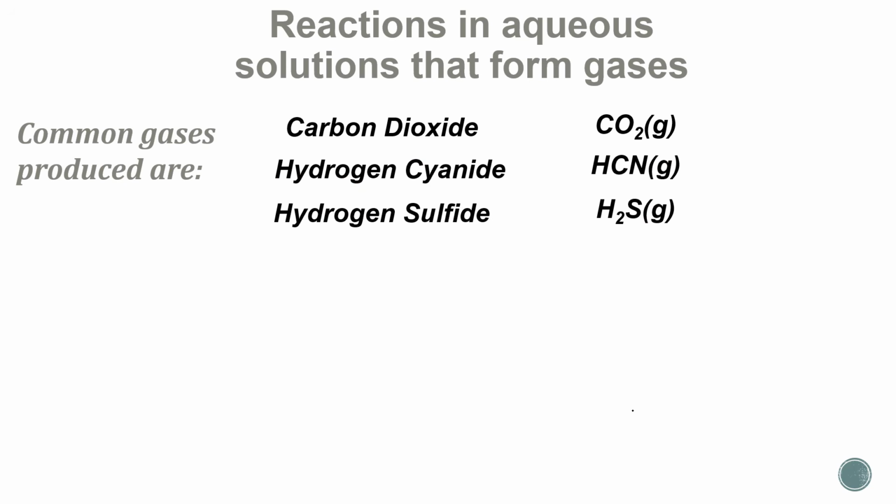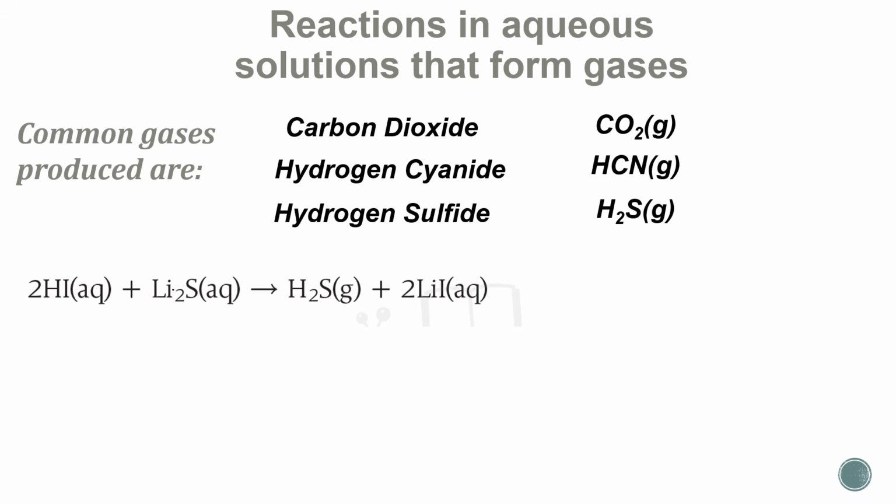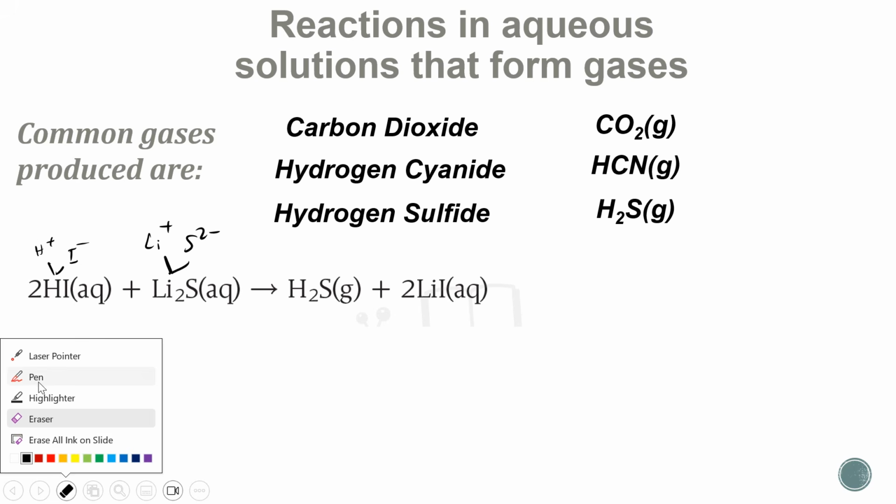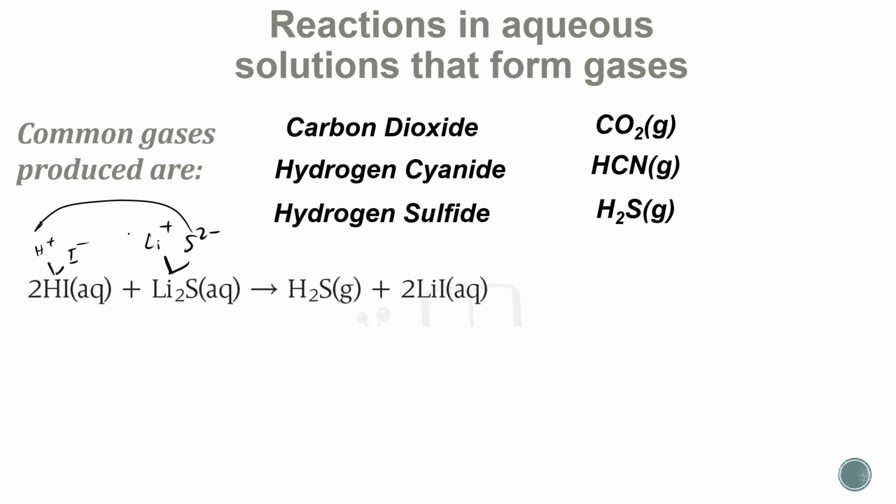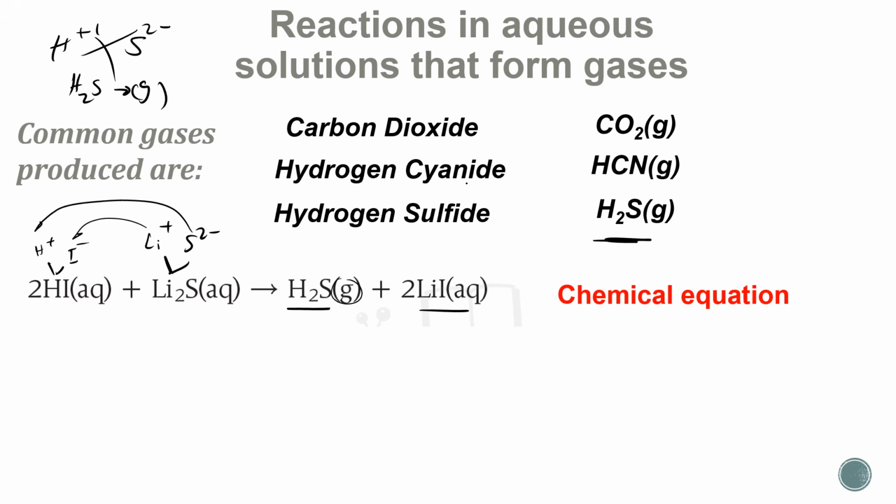Okay? So this is an example. This is a double replacement reaction, H plus I minus, Li plus S minus 2. Li with H, sorry. The S goes with H, the Li goes with I, and then you get a gas here because it's H with S. So H plus 1 and S minus 2. Do it like the ionic compounds, you will get H2S, and this will be a gas, because this is hydrogen sulfide. Okay? So this is the chemical equation.